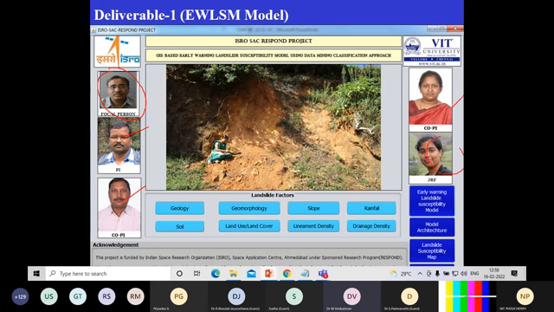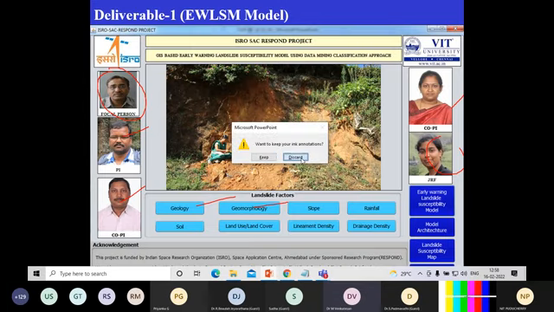Now I want to tell you that this model is now being used for Sikkim by changing some parameters, because the slope will not be the same. The overall model is used, but they are making some inner changes, and they are using it for Sikkim to predict landslides. So that's all from my side.